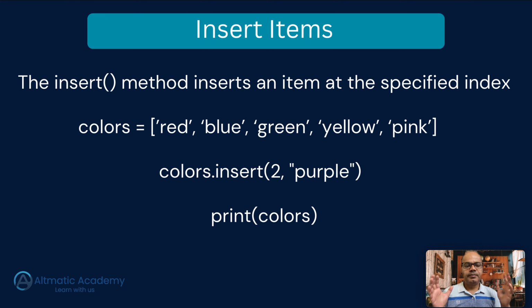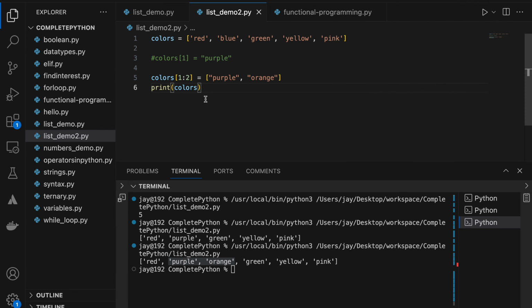In the previous method we saw how you can change an item. Now suppose I want to add more items to this list, how can you do this? There is a function, insert. So how can you use it?